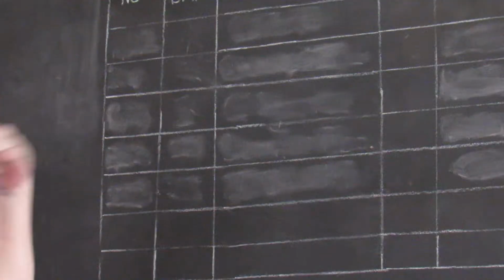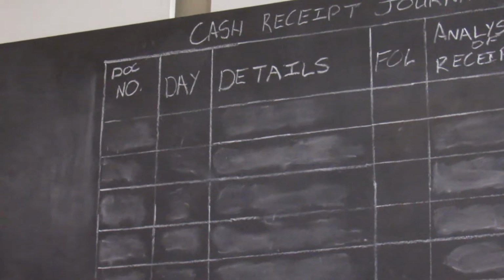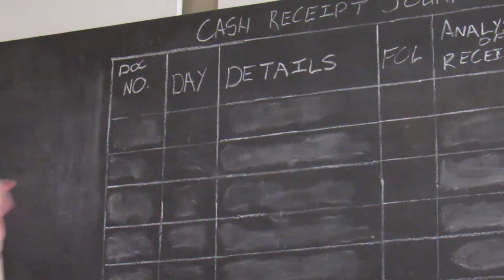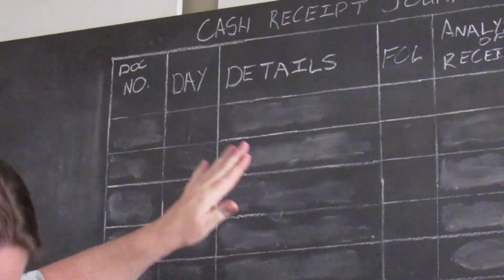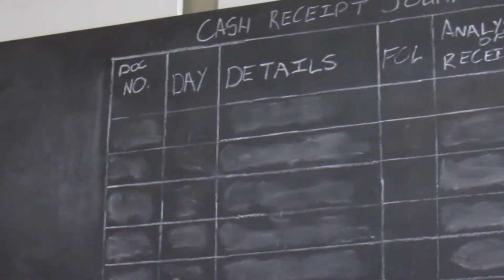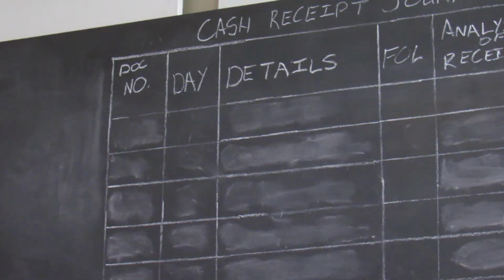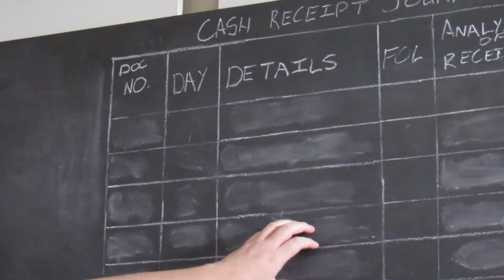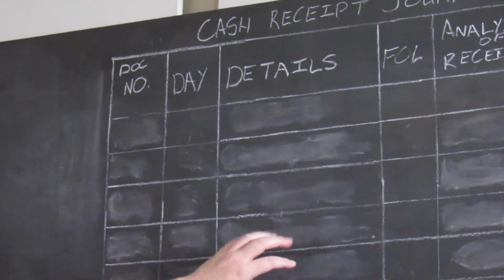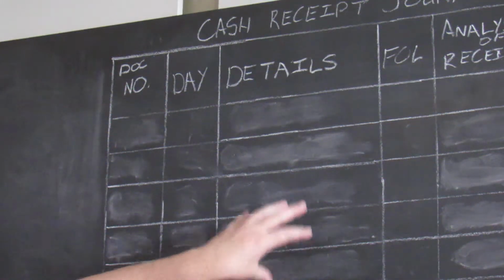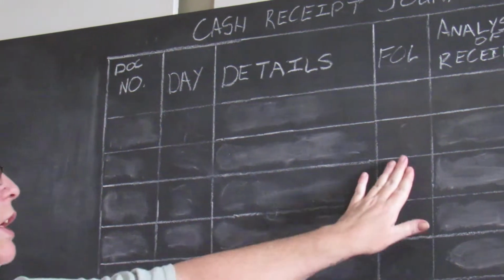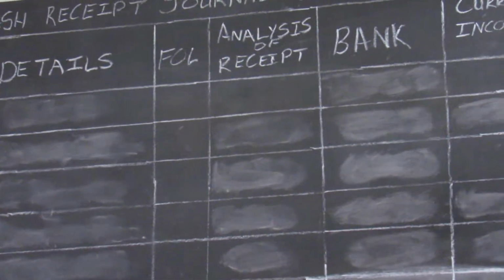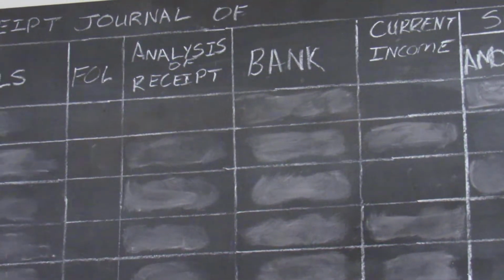Okay, firstly, let's look at the columns. So this is what your cash receipt journal looks like. Your first column is your document number, so your receipts and your invoices will get recorded in document number. Your day is the date that the transaction took place. Your details, now this is the person which you received the money from. Remember, you are now the business. So the money that you received from the person who gave you the money, that is the details. Folio, we're not going to worry about at this stage. We do it later in the year. So this column will stay blank.